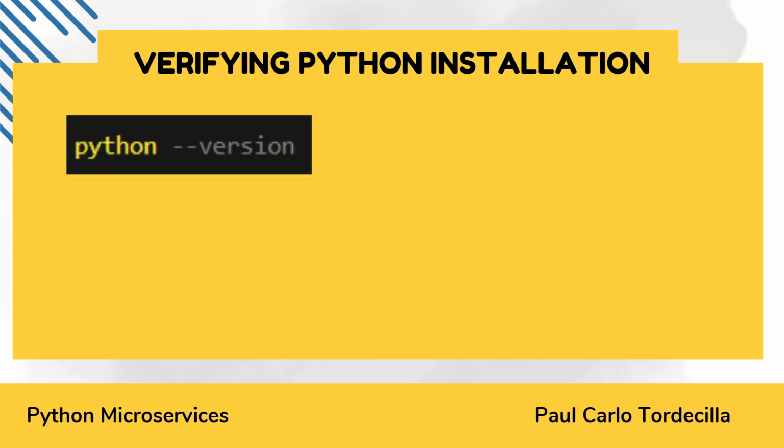Once you have installed Python, you can verify the installation by opening your terminal or command prompt and typing the following command: python --version. Expect the output to be Python 3 point something.